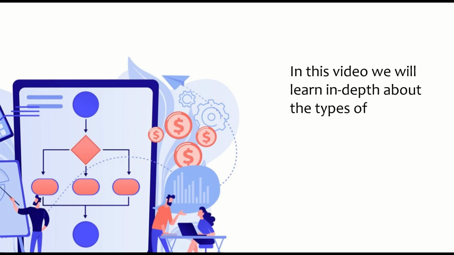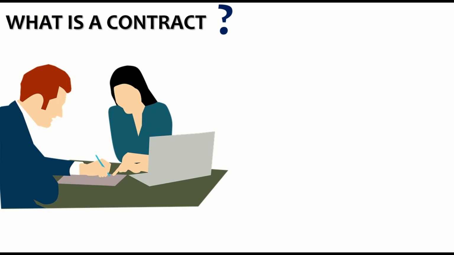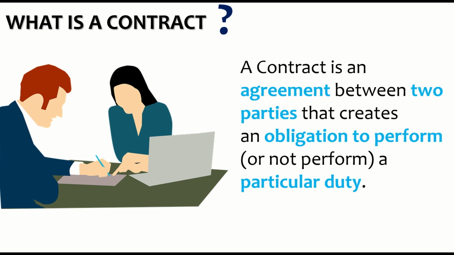Hello everyone, in this video we will learn in depth about the types of contracts in project management. But first of all, let us understand what is a contract. A contract is an agreement between two parties that creates an obligation to perform or not perform a particular duty.